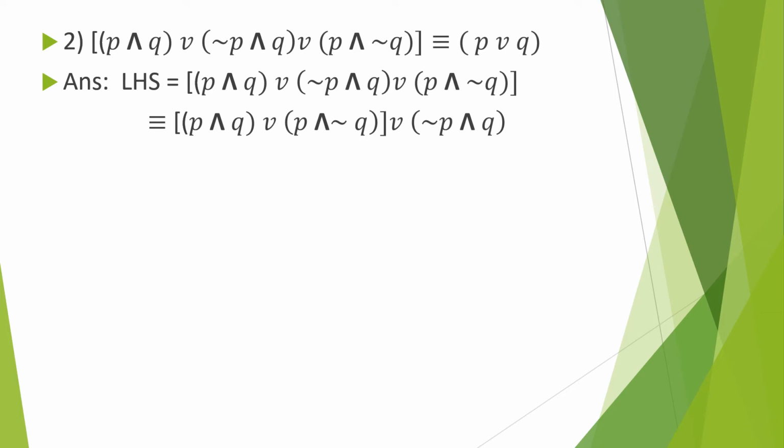Now we are considering the first two round brackets, (P and Q) or (P and negation Q). This property is known as associative property. Now we can take that P and common.